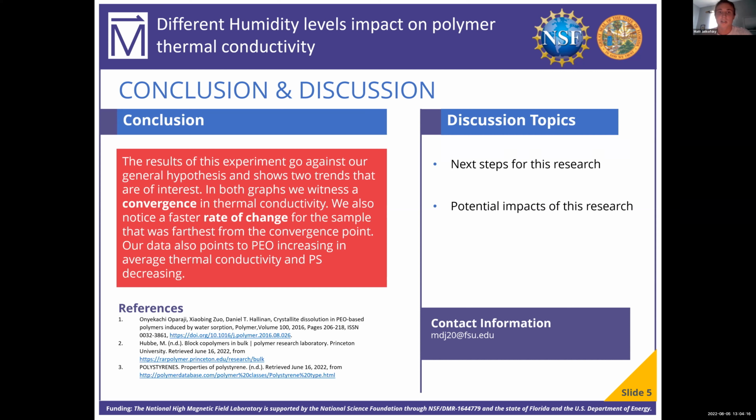So for the next couple of steps for this research, we plan on figuring out exactly why there was a convergence point and exactly why the polymer furthest away from the convergence point showed such a fast rate of change. And the potential impact of this research is that we now have a much better understanding of thermal diffusion inside of these polymers when exposed to water.